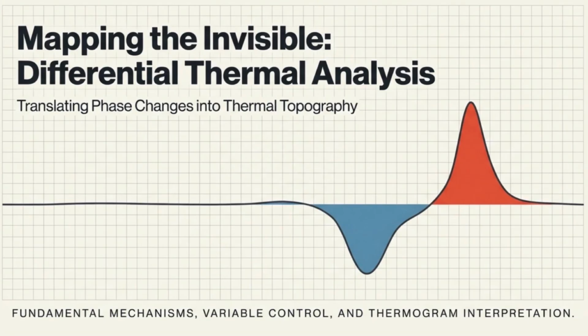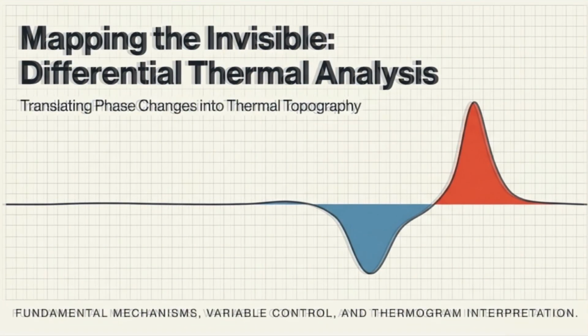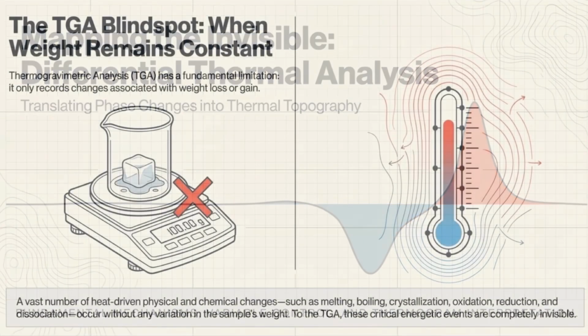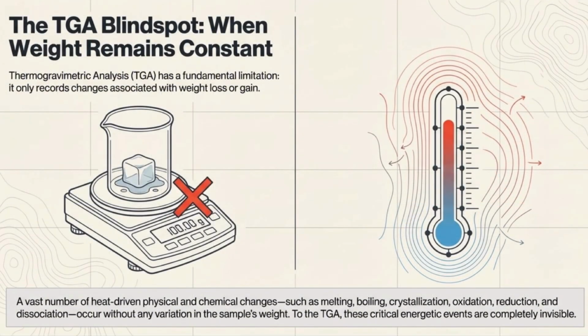So let's start our lecture and we will dig deeply into this method, differential thermal analysis, in short also called DTA. In this particular lecture, our main focus will be on the fundamental mechanism, then variable factors or controls, and thermogram interpretation. Before DTA, we have already studied the technique of TGA, which is called thermogravimetric analysis.